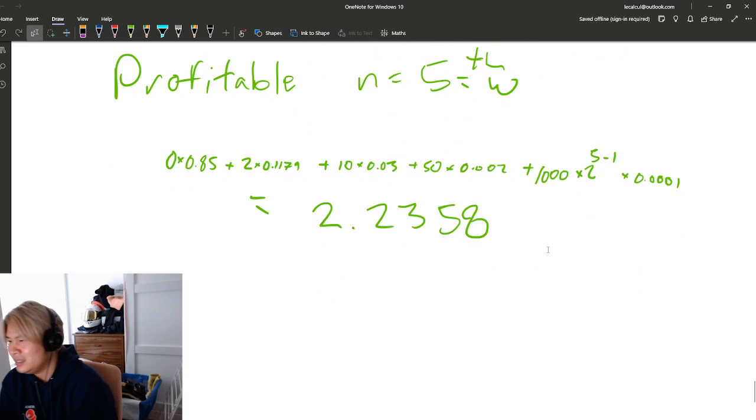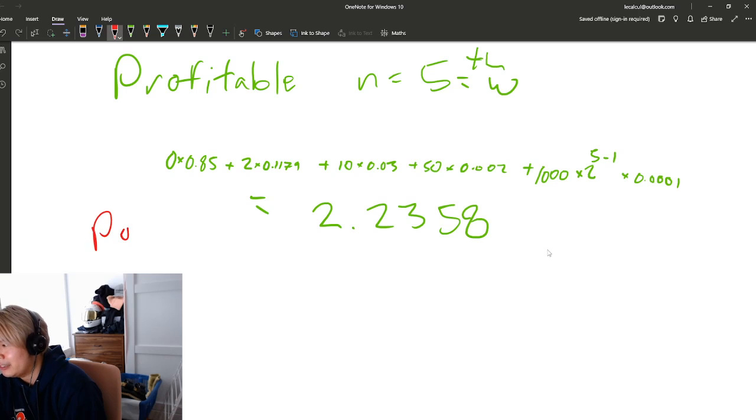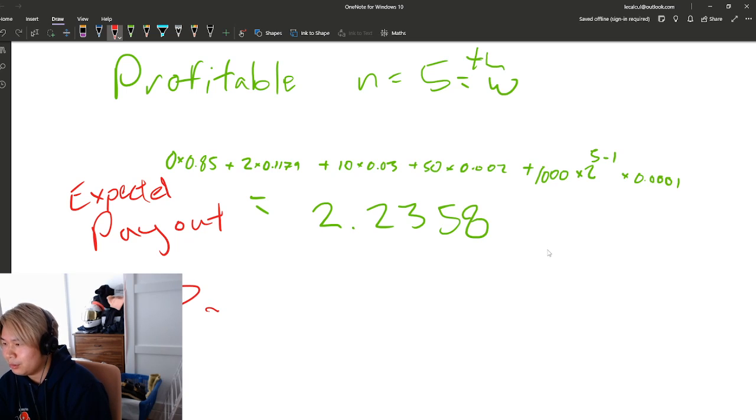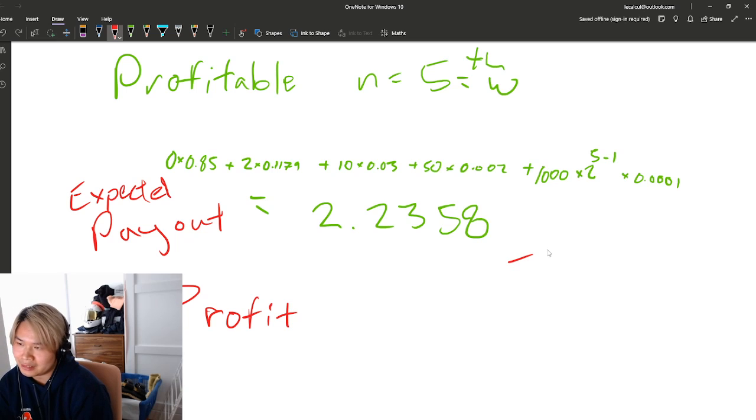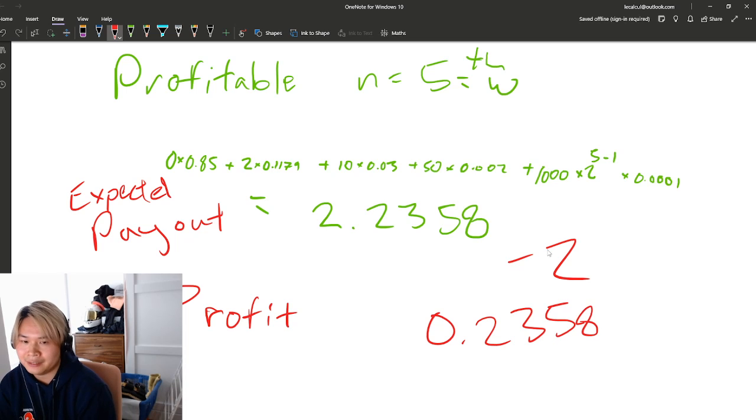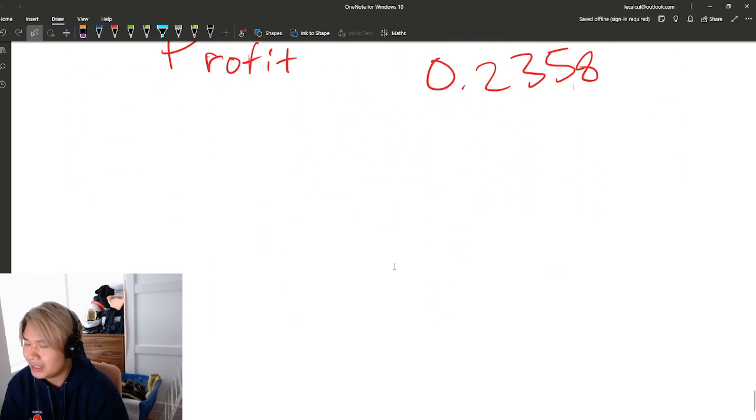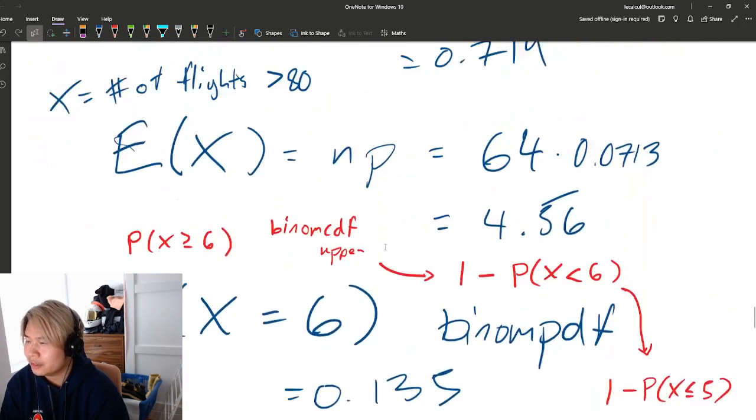Oh, and then they, so stupid. Okay, this is the payout, right? But we want expected profit. So you had to pay $2 for this, so you're supposed to take away $2. So this is your expected profit. Tricky.